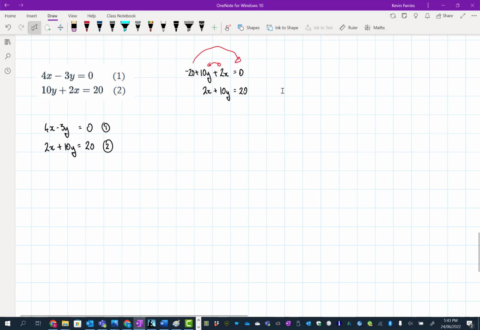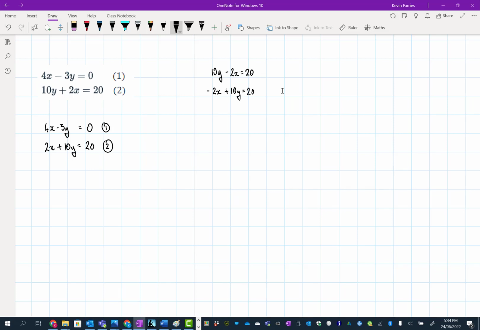Another thing to be careful of is if you're changing the order of the variables. So you might have been given, this is a different question now, but if it had been 10y minus 2x equals 20, if you wanted to change that order, don't forget to take the negative with it. So it would be minus 2x plus 10y equals 20.